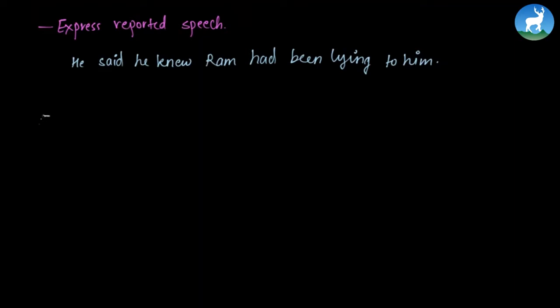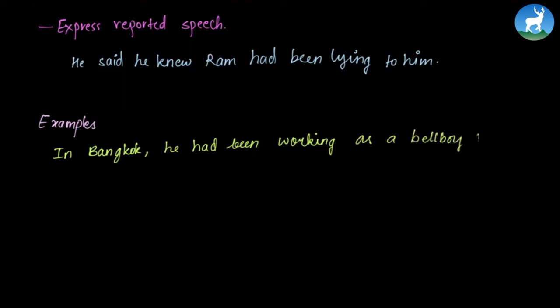Now we will go through some more examples. In Bangkok, he had been working as a bellboy in 2014. This is a happening event in the past, and in 2014, you are saying that he had been working because he worked every day in 2014, and now we are recalling about 2014, where we say that he had been working as a bellboy in Bangkok.